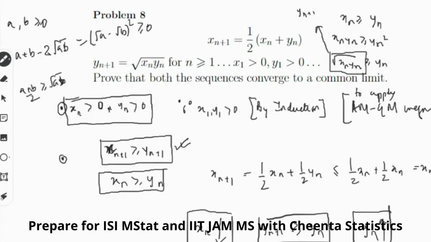Now the limit as n tends to infinity of xn plus 1 is equal to the limit as n tends to infinity of xn plus yn by 2. So L1 equals L1 plus L2 by 2. Thereafter L1 equals L2. Is it okay?